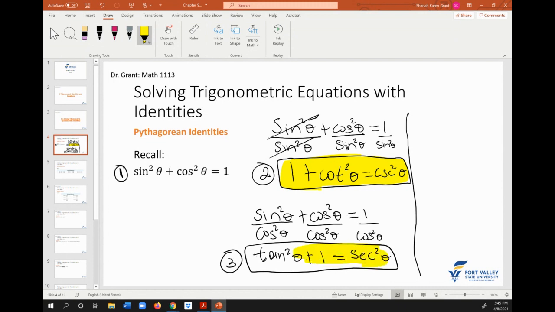And with learning your identities, it's going to take quite a bit of practice to come up with the different formulas in your head. But like I said, once you remember the first one, as well as your reciprocal identities, you should be fine.